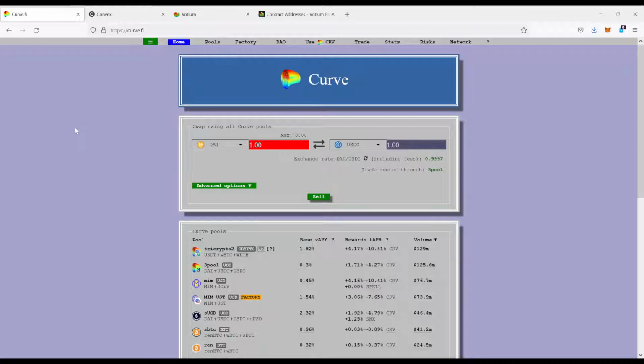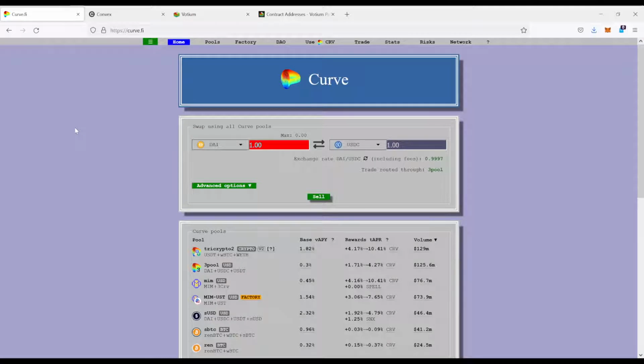This is the channel where I show you how to grow your stack in the most sustainable and most safe way. Speaking of safe, today we talk Curve, Convex and Votium, the dream team. Is it a dream team? We will find out. Let's jump into it.